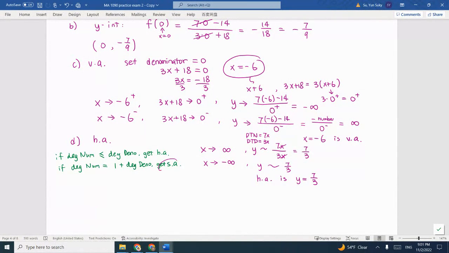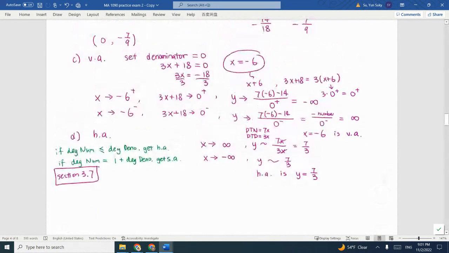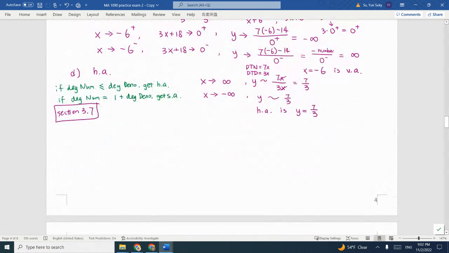In the class notes, you can see what happens when we have a slant asymptote. You use long division or synthetic division, then you get the quotient. The quotient is the slant asymptote. This is in section 3.7, so please feel free to review the notes. Okay, now keep going. We're ready to draw the picture.